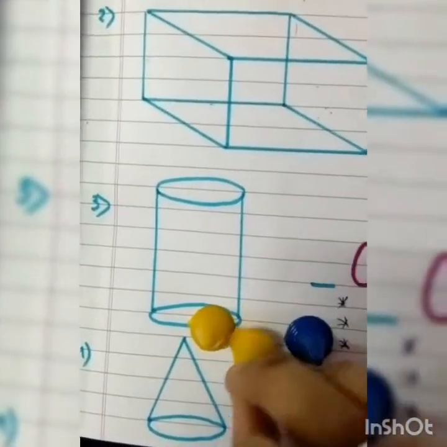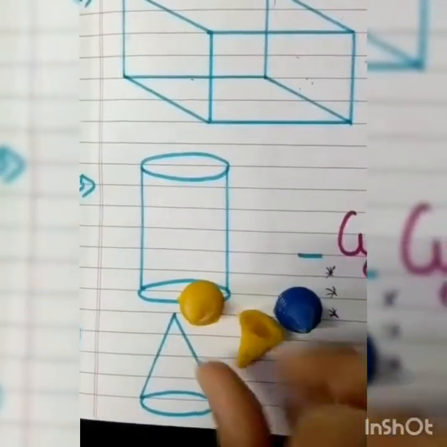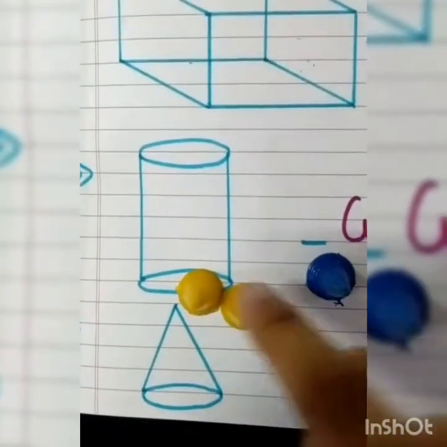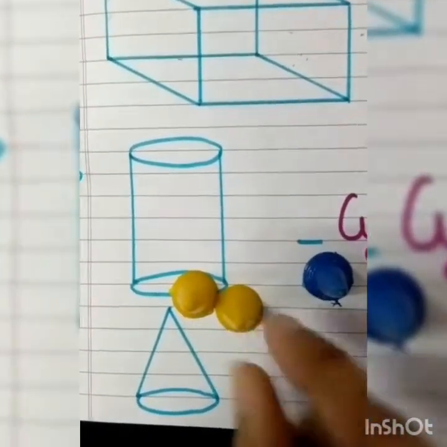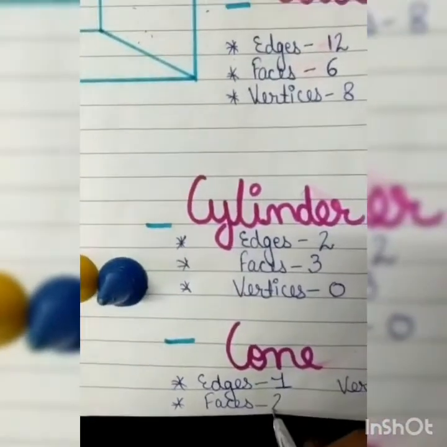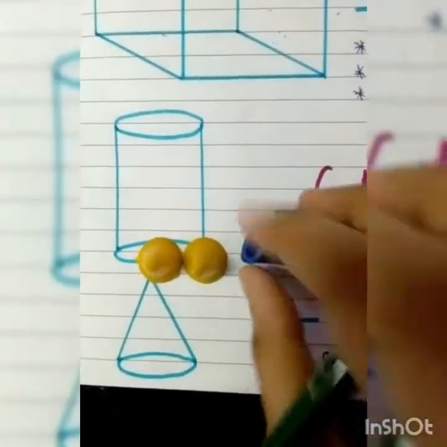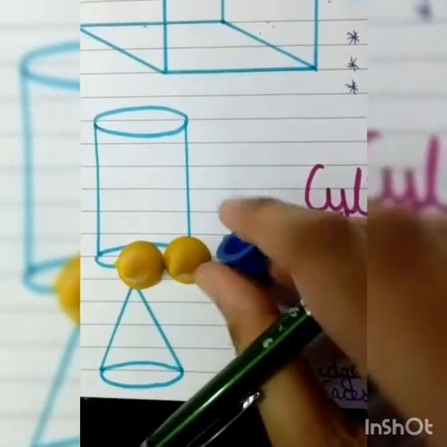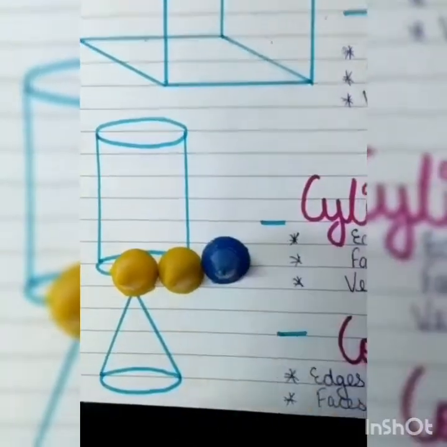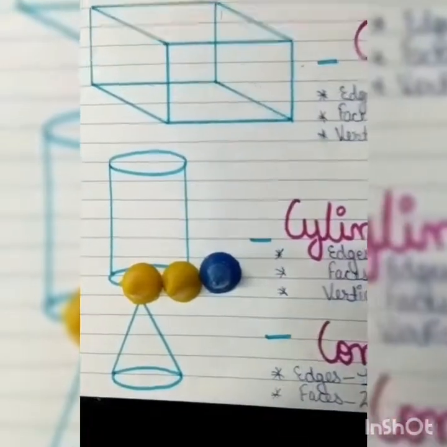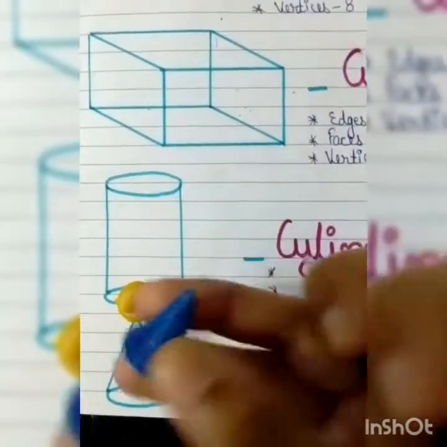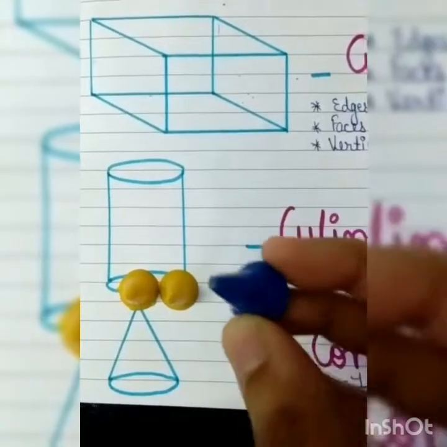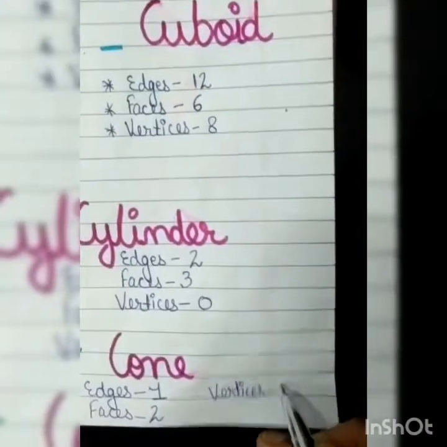So now let's count the faces. Faces is 1, and this round means curved also. This is 2. So faces is 2. So cone has 2 faces. Write it down, students. 2. Okay. This, and this round. And now the vertices. Do you see any joints in this, students? No, right? So cone has no vertices. 0.